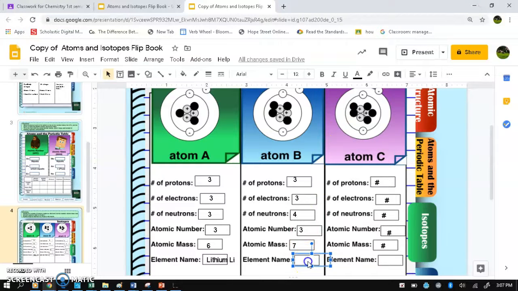So again, since it's 3 protons, it is lithium or Li. But Ms. Kaufman, we already had lithium.